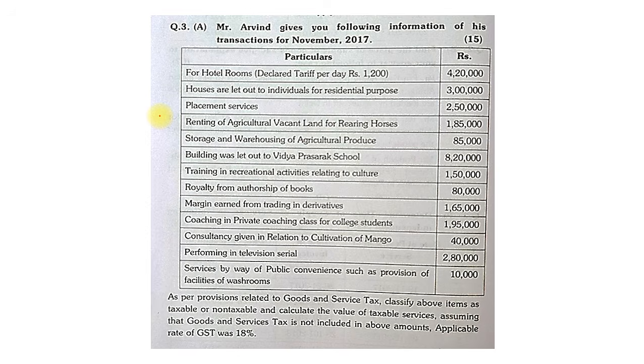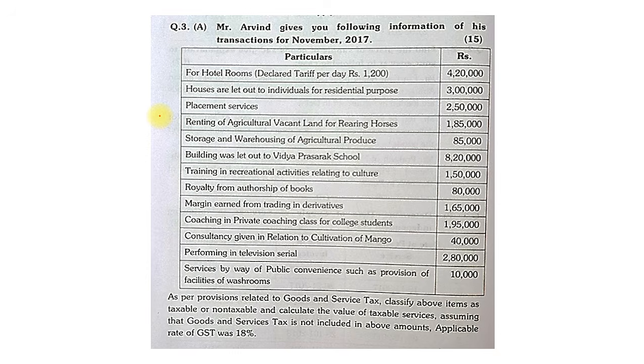They are giving you particulars: hotel rooms, houses let out to individuals for residential purpose, placement service, renting of agricultural vacant land, storage, building. A lot of things are given, a lot of transactions. After that, they told you: as per the provisions related to goods and service tax, classify the above items as taxable or non-taxable and calculate the value of taxable services, assuming that goods and services are not included in the above amount and the applicable rate of GST was 18%.